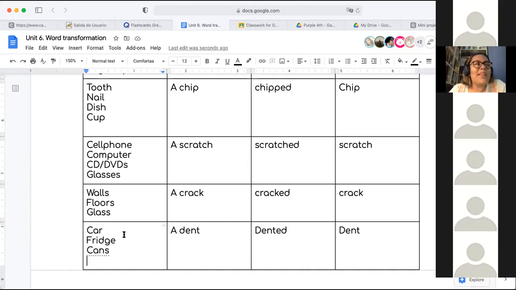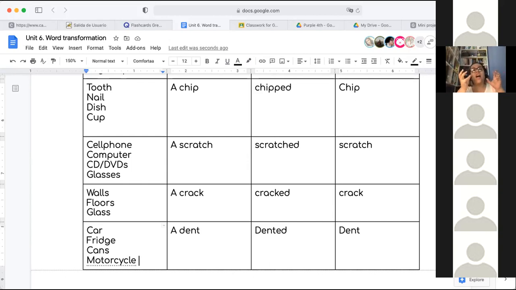Okay, what else could be dented? Motorcycle, teacher. A motorcycle. Okay, I think we're gonna stop there.